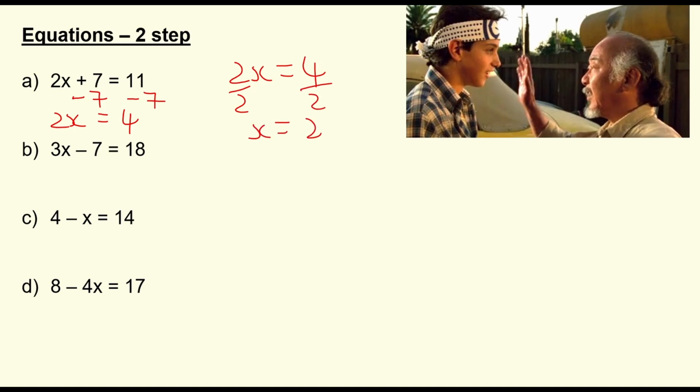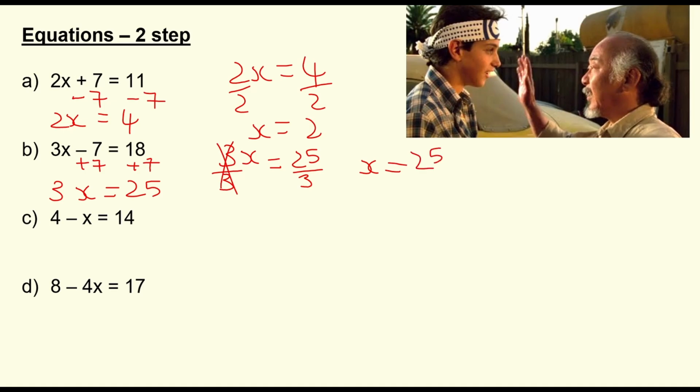But, of course, we come across this next question here, and it's not always that nice. So I add the 7 to both sides. That cancels out the minus 7. I've now got 3x equals 25. As you see, 25 is not in the 3 times table. But if we stick with our method, wax on, wax off, we divide by 3, we know that's going to solve the equation. 25 divided by 3. And again, 25 divided by 3 doesn't go, so we can just leave it as 25 over 3. That's perfectly fine and acceptable.